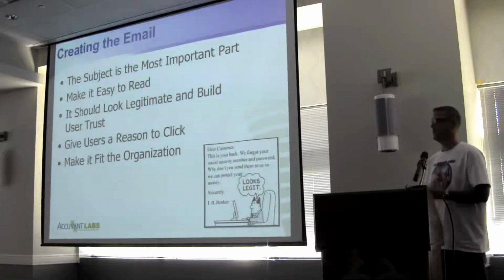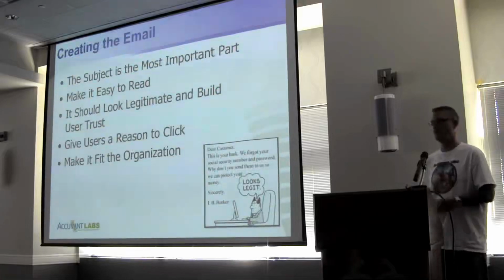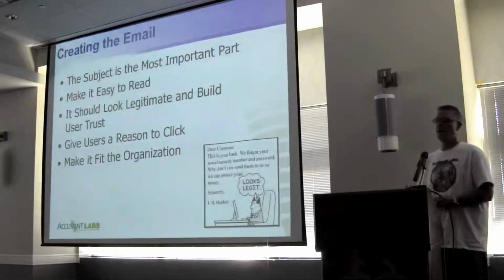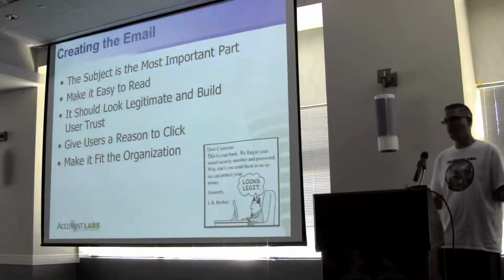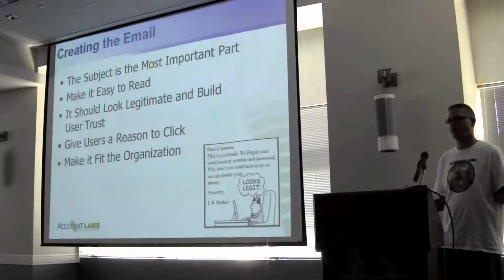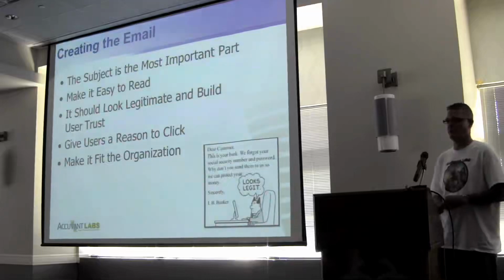And then the most important thing, it has to fit the organization. You would not send an email about open enrollment benefits, for example, to a company that has 90% part-time employees, right? Because they don't even have insurance. So that wouldn't make sense. So you have to make sure that it fits the business unit.